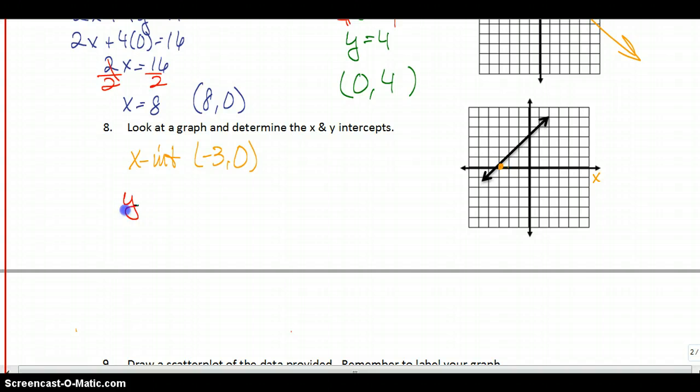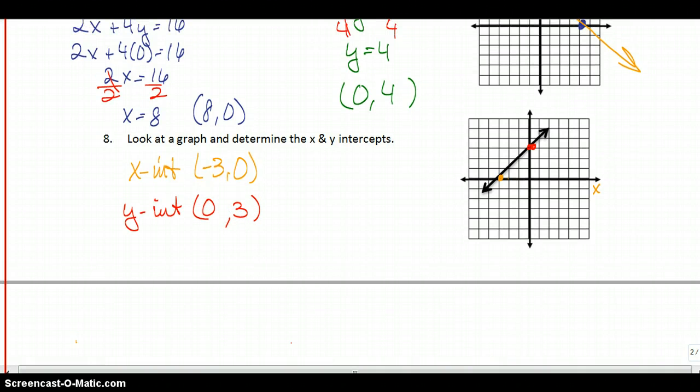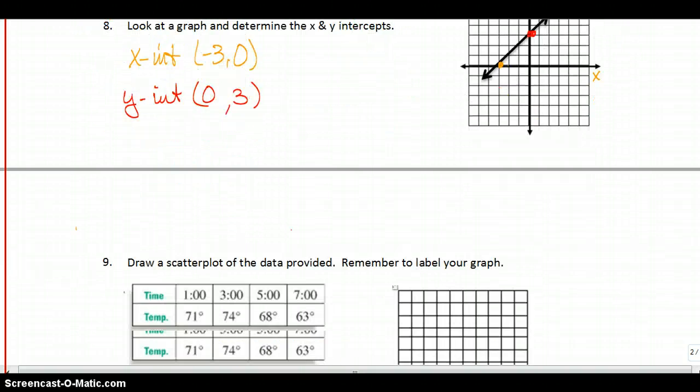Now the y-intercept, let's see what it is. It looks like it's about right here. So it's 0, 1, 2, 3. So it's the point 0, 3. So these I just find by looking at the graph.